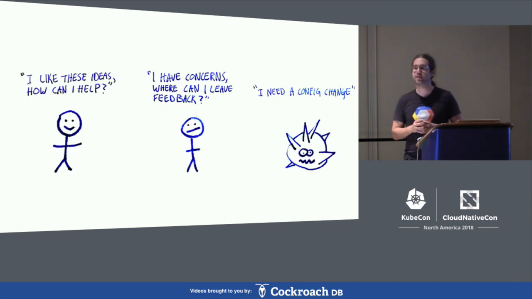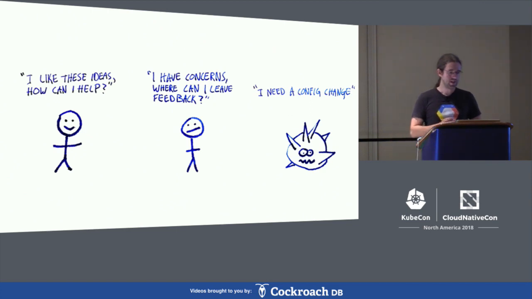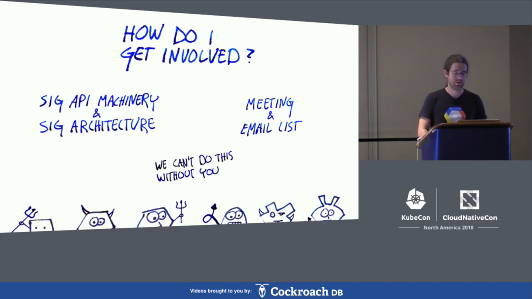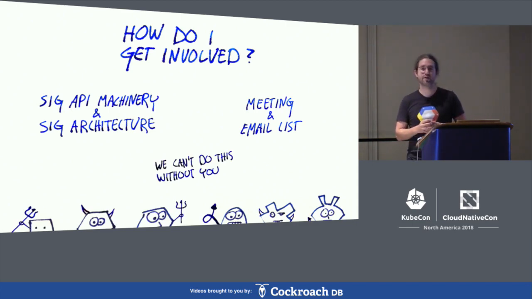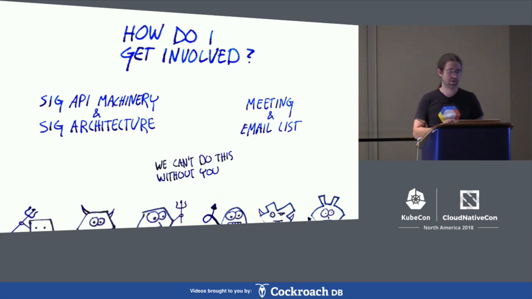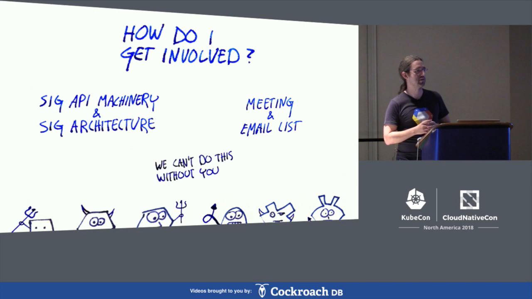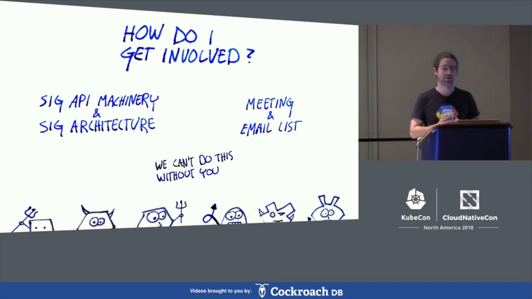So this brings me to the end of my talk. If you like these ideas or you want to try and talk me out of it, you can join the API machinery mailing list, come to our meeting. I think we'll probably have to talk about some of this in the SIG architecture mailing list and meeting, so I would love to hear your feedback. I've heard from a lot of people today at this conference that they like these general ideas, so I hope that you'll join me. So thank you.